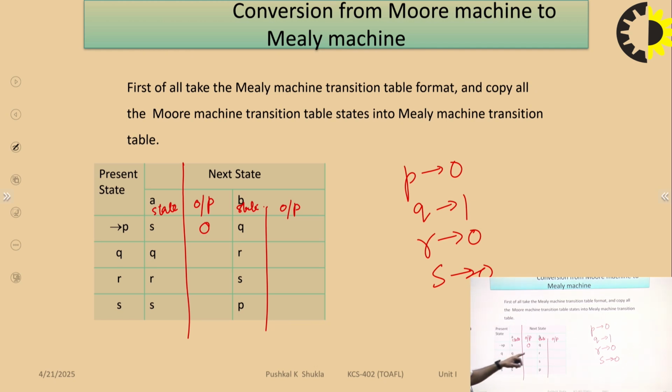Q is associated with output 1, R is associated with output 0, S is associated with 0, and P is associated with 0. So this is a Mealy machine. So we convert here a Moore machine to the Mealy machine.